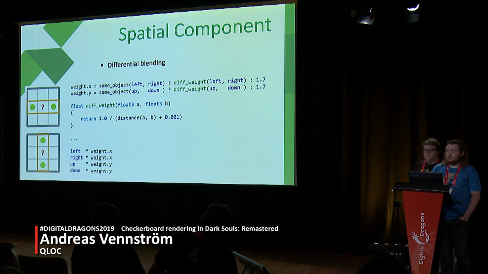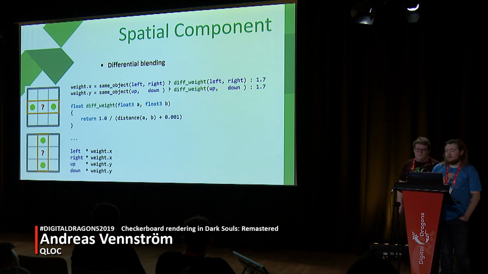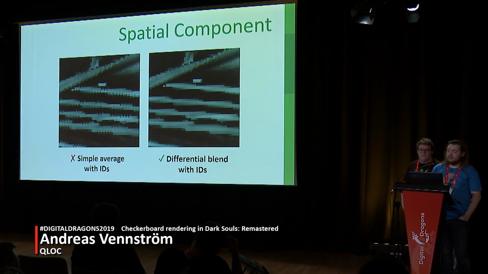If the neighbors on opposite sides of the missing sample do not belong to the same object, a constant weight is used. The resolve is still just an average, but now it's weighted in either direction. And here you can see the difference between the simple average and the differential blending. Much better.